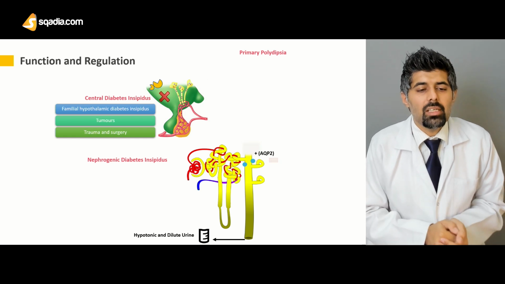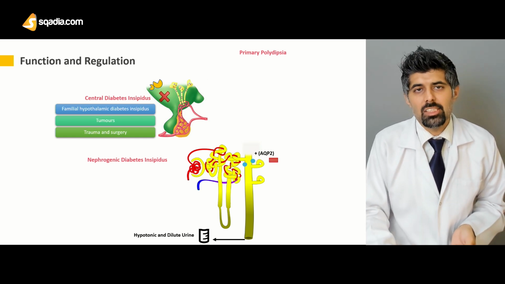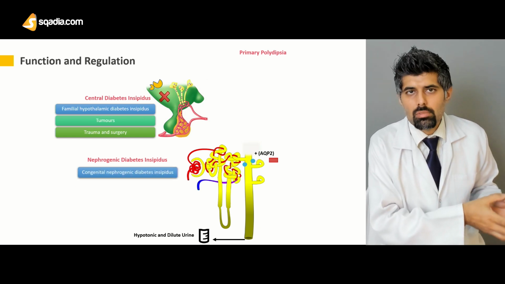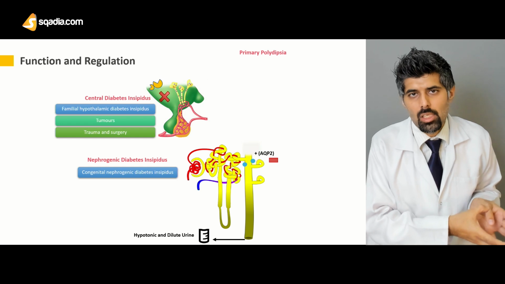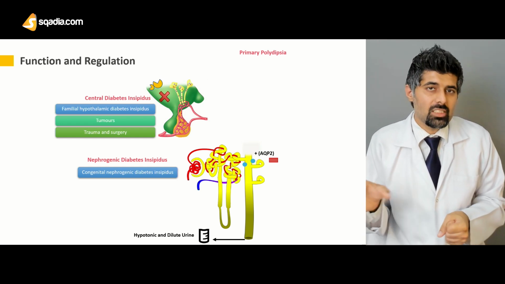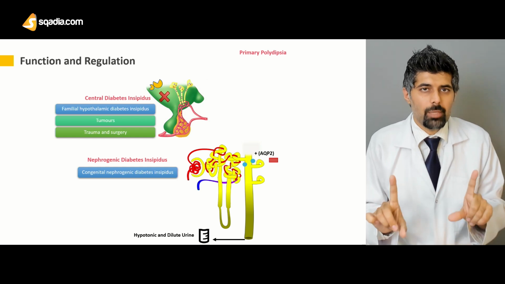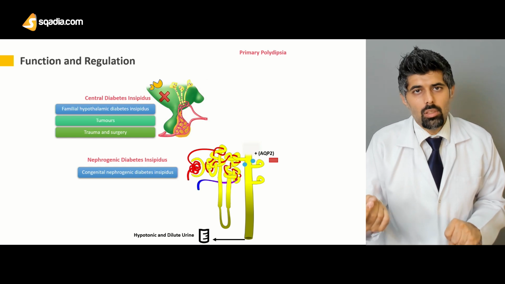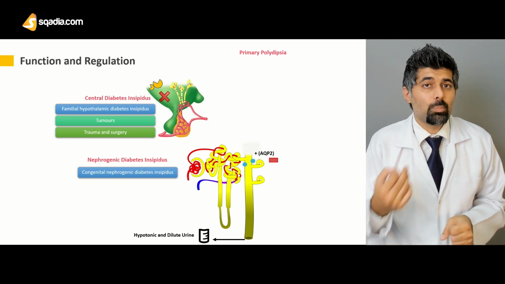The other one being nephrogenic diabetes insipidus. Now, it can be due to congenital nephrogenic diabetes insipidus. Whenever we're talking about congenital nephrogenic diabetes insipidus, it is usually of two types. The first is where the aquaporins are not expressed properly.